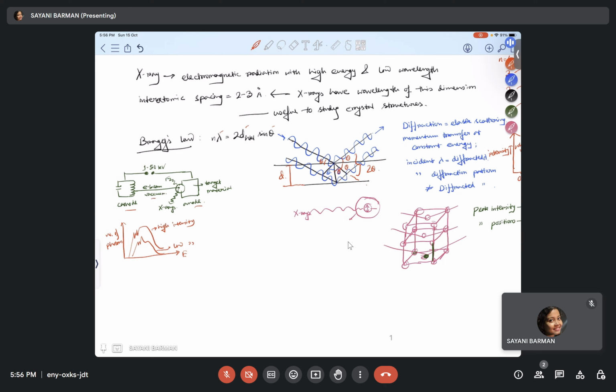Since the wavelength of the X-ray is, as I have already told, almost equal to the distance between the atoms in a crystal.